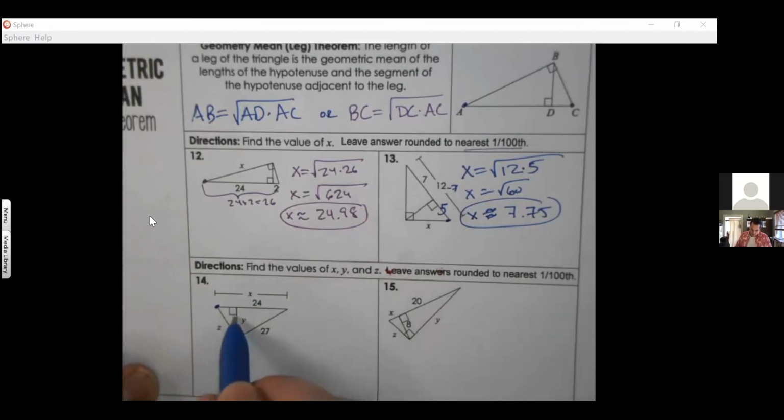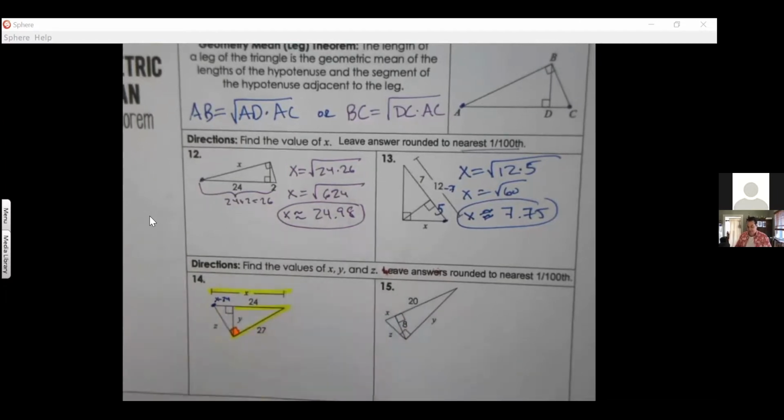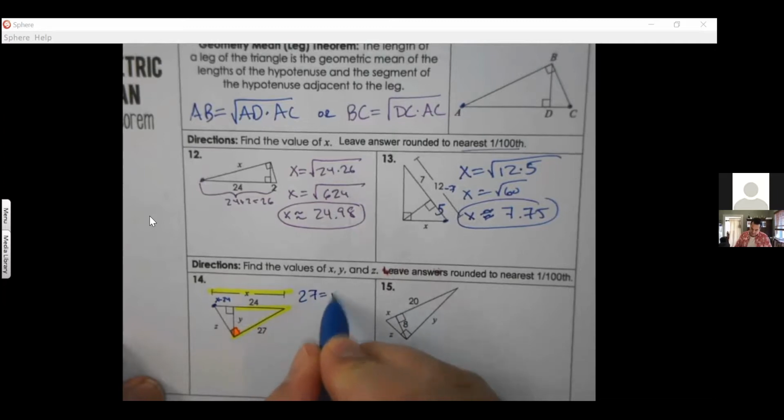I could go y, that would give me 24, but how long is this piece? Well, if the whole length is x, this part is x minus 24. So again, if I did y, I'd have square root of 24 times x minus 24. That's two variables in one equation. That's not going to help me. But if I go down 27, I end up there, and I need the 24 segment and the x segment. That works great. So 27 equals square root of 24 times x.